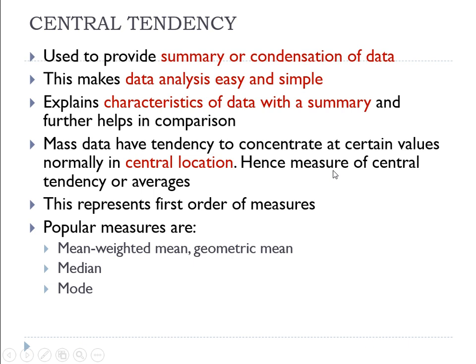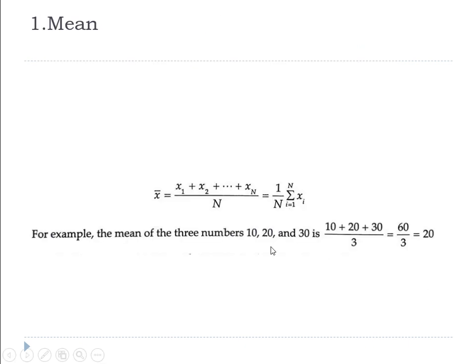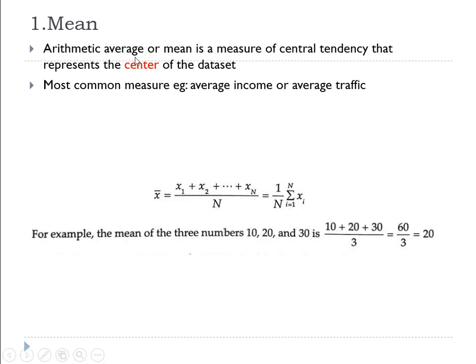Some popular central tendency measures are mean, median, mode, which you might have studied in your school days. The same concept here. In mean, we are also going to discuss weighted mean and geometric mean. Now let's discuss all these different central tendency measures. Coming to the first one, mean. Mean is nothing but arithmetic average, which is a measure of central tendency which represents the center of the data set.